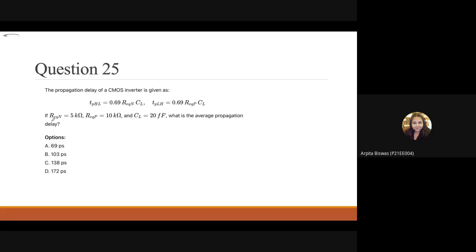So this is question number 25. The propagation delay of a CMOS inverter is given, equivalent values are given for N and P, and CL is given. What is the average propagation delay? Find out the average propagation delay. Option B, 103 picoseconds. Okay, wait for one minute. Others also try. Then I'm going to solve it.